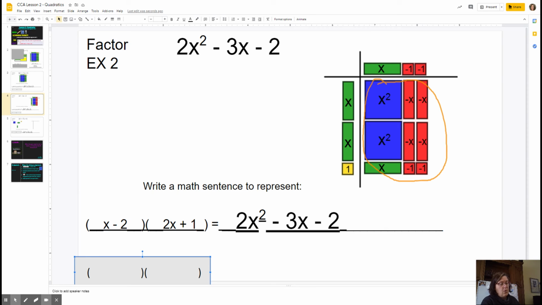Again, this is factored form, so when you're asked to factor, you have those tiles underneath that form that rectangle, and then you basically count the length of each side to get yourselves that algebraic expression. Again, x minus 2 and the quantity of 2x plus 1 is factored form, and then 2x squared minus 3x minus 2 is our expanded form.